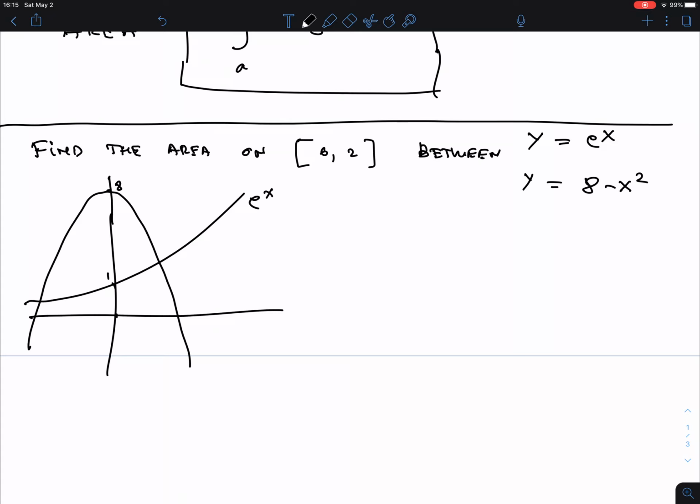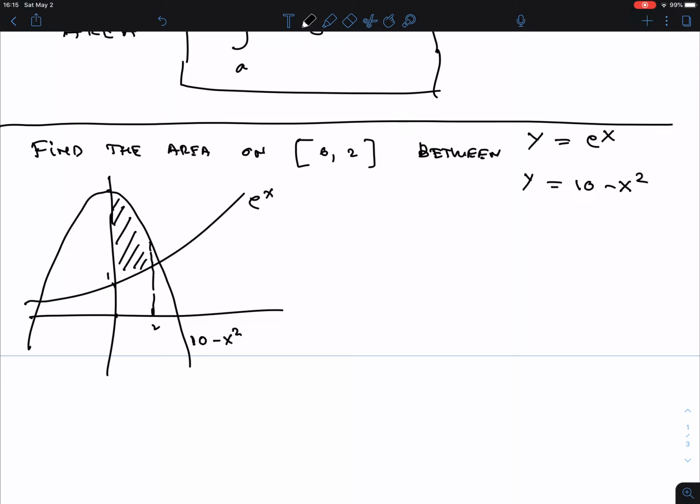Oh, sorry, I made a mistake, I meant 9. No, let me be careful. I'm going to take 10 here, sorry about that, because what I want is to make sure that they don't cross on this interval. And you see from this picture, 2 is somewhere here, so we're talking about this area here. So this curve is 10 minus x squared.